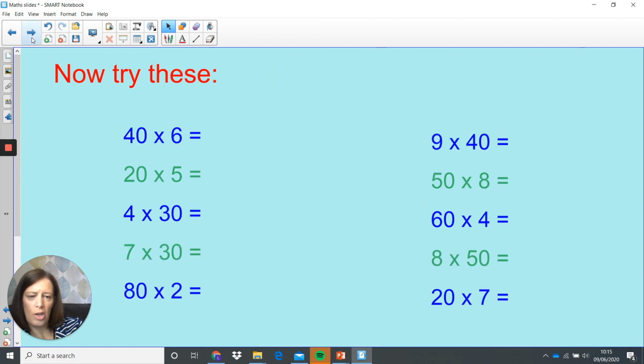So here's your turn to have a go. Remember, ignore the fact it's 10 times bigger to start with. Do 4 times 6, work out the answer, and then make it 10 times bigger. And that will help you hopefully work those out. So pause your video while you have a go at those ones and then check back for the answers.